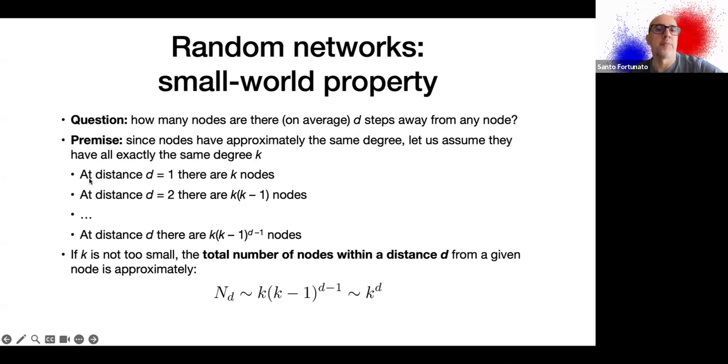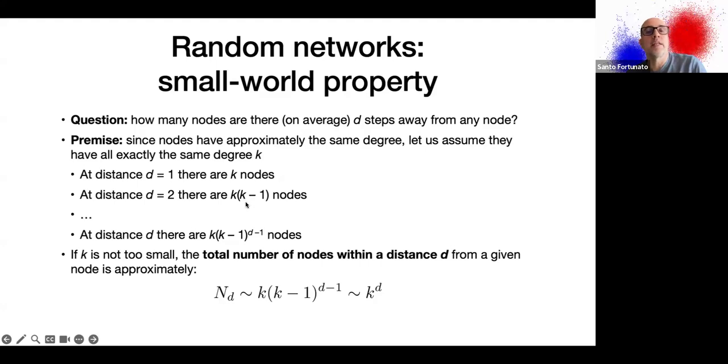It's of course a gross approximation, but like I said, if the system is very large, for the same probability p, you're going to get quite a narrow distribution. At distance d equal to 1, of course, there are k nodes because the node has k neighbors. If you go 2 steps away from the focal node, then each of the k neighbors will have k minus 1 other neighbors, different from the focal node. Of course, some of these neighbors may be the same. So this is the second approximation we're making.